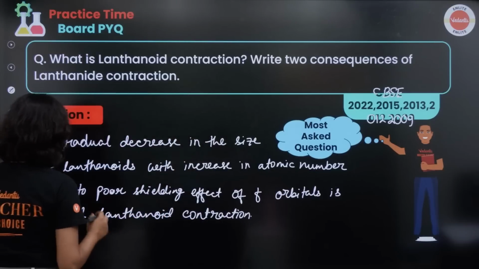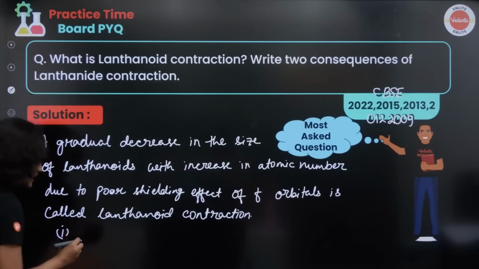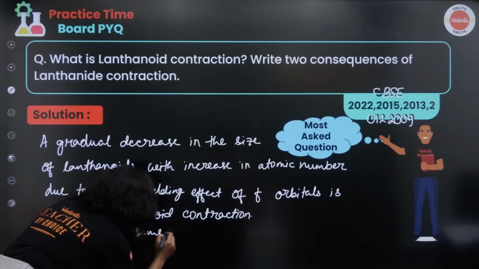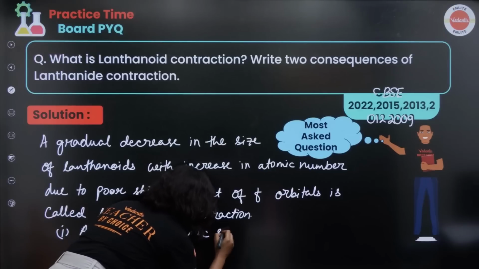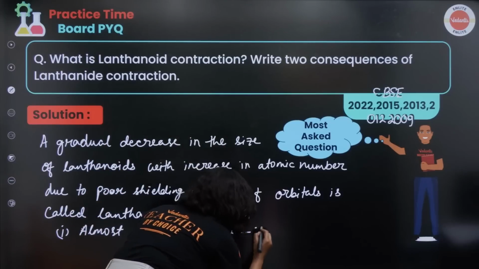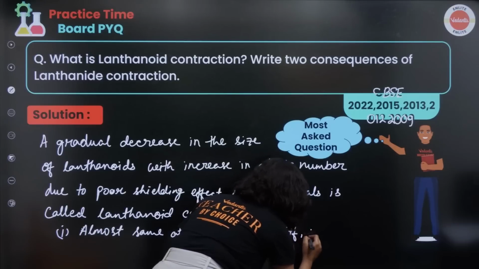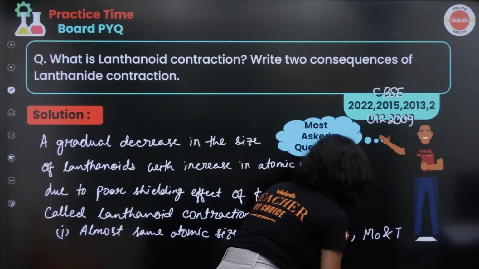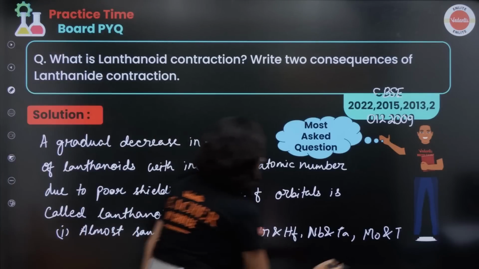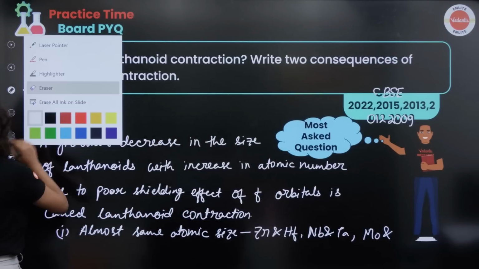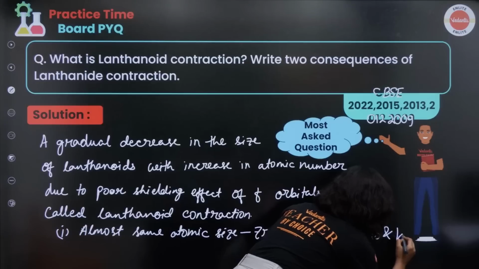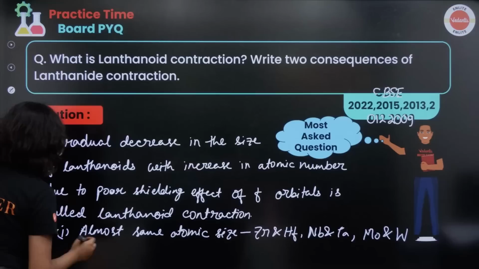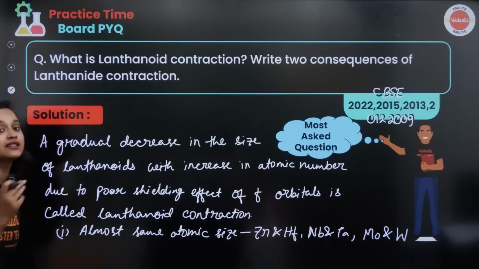So let's write that down. Consequences, I'm just going to write one. One, almost same atomic size of zirconium and hafnium, niobium and tantalum, molybdenum and tungsten. Sorry, why did I write T? That's a mistake. That's a rookie mistake, absolutely. Because I was saying it, I wrote it. It should be W, okay? See how your mind told you to write T? Don't do that. The symbol is W, okay? And the second one, they all exist in nature together.